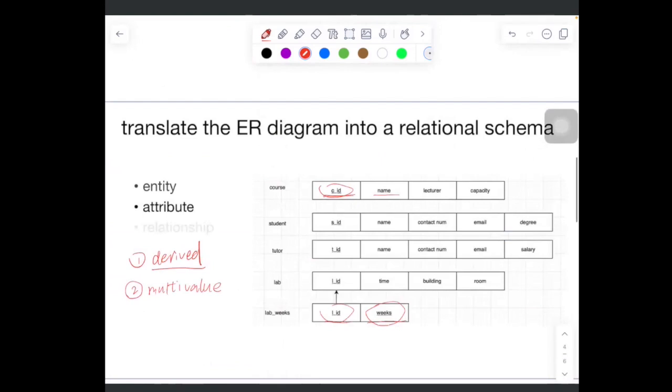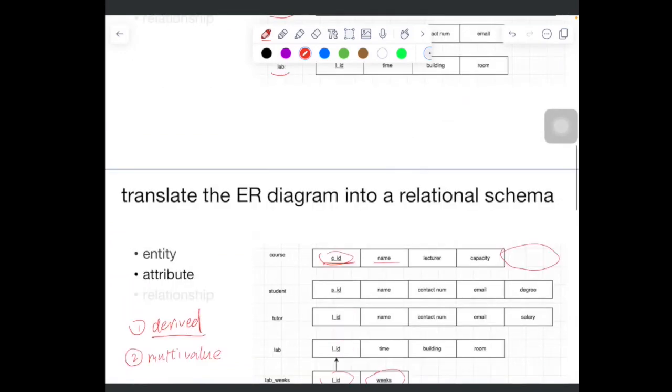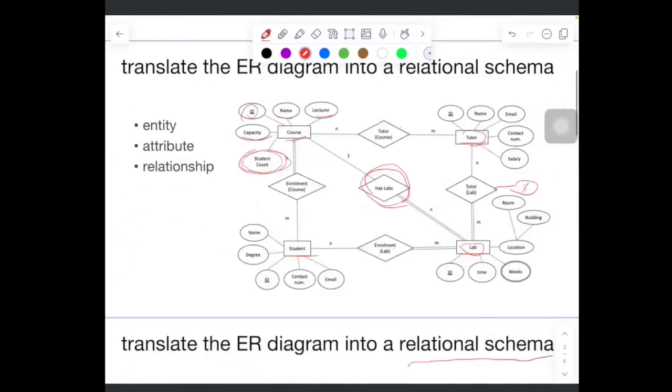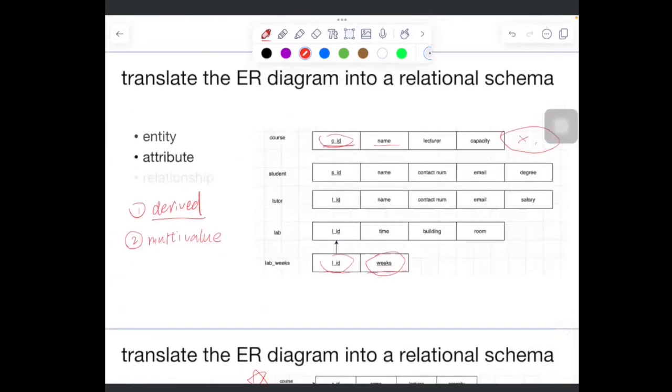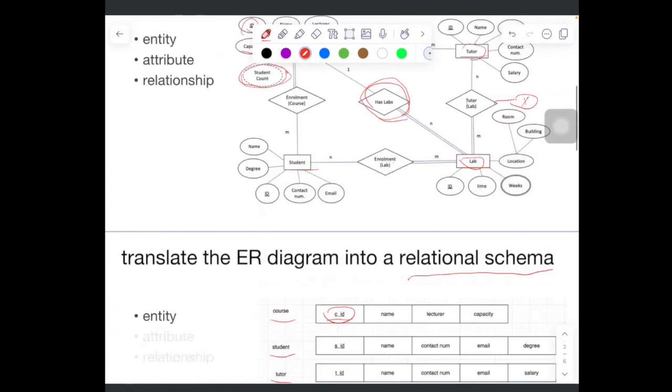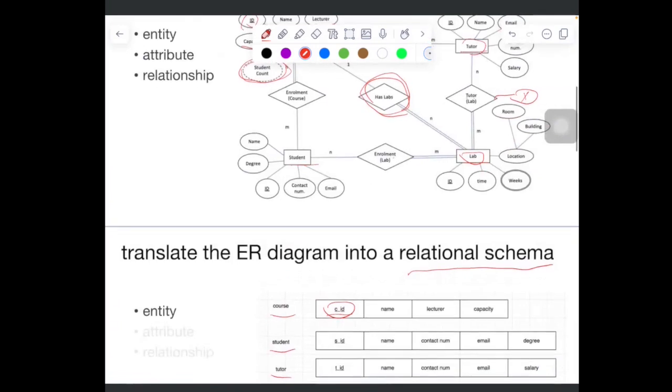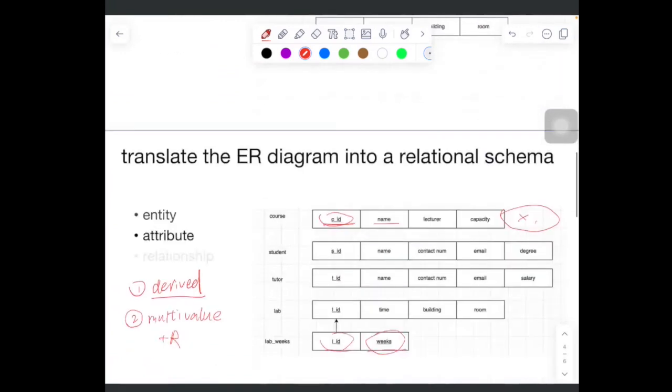So that's the reason why you won't see an extra attribute like the student count here. We don't keep it. And the second one is the multi-value attribute. For the multi-value attribute, we need an extra relation. For example, here, the weeks attribute of lab is a multi-value attribute. So we need a new relation. Let's name it lab weeks.